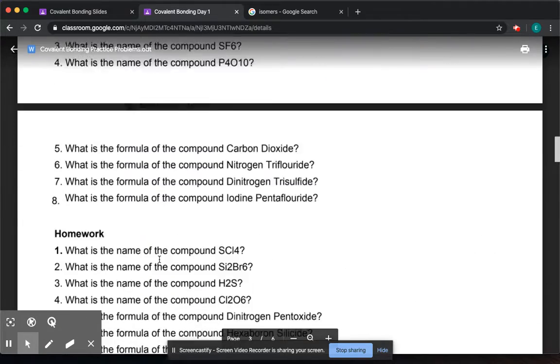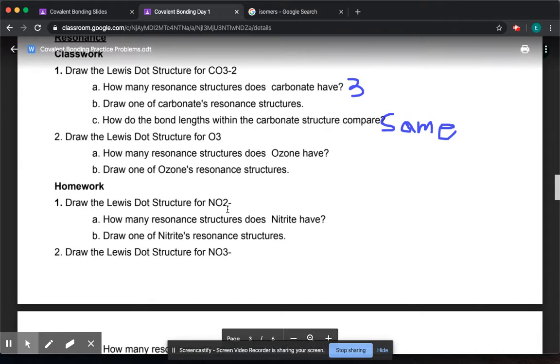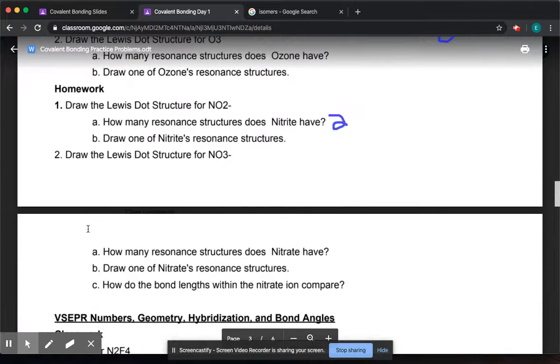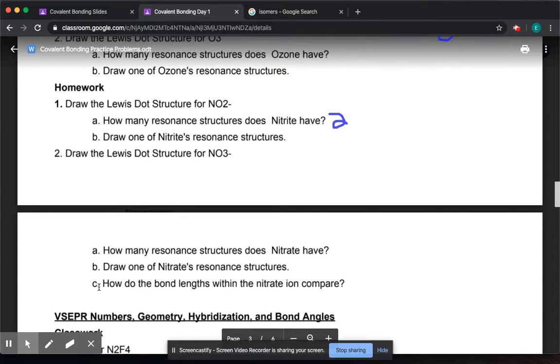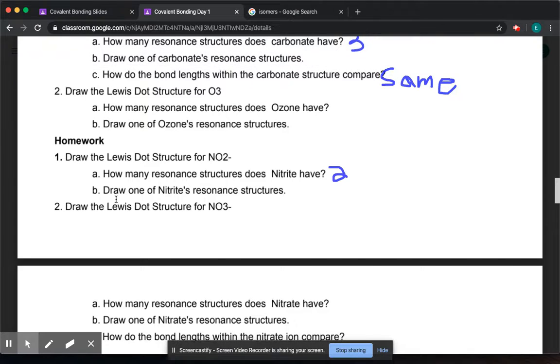Okay? And that's what this, I believe, number part A. How many resonance structures does nitrite have? In this case, we only have 2. And then it asks you to draw one of them. You can draw either one of the ones that you saw up there. And if it asks us the same question, how do the bond lengths compare? The bond lengths, again, would all be the same because it exists as a hybrid for all of them. And it does ask you that for number 2, okay? 2C, how do the bond lengths compare? The bond lengths would be the same amongst all of them, all right?